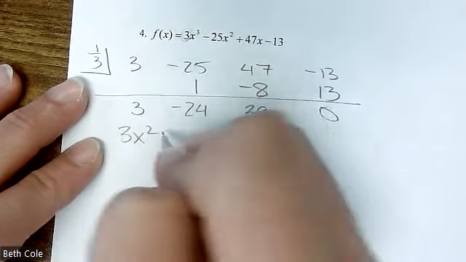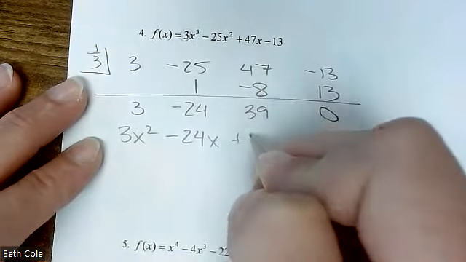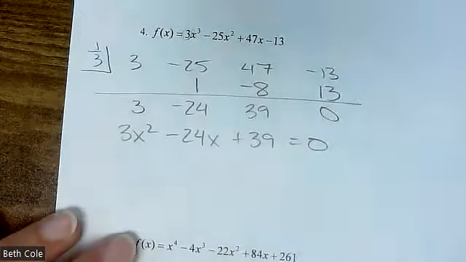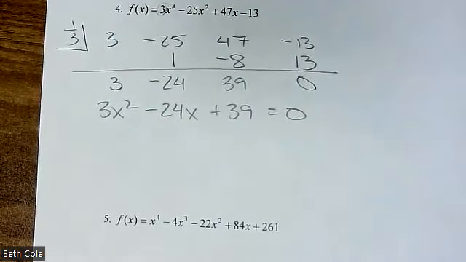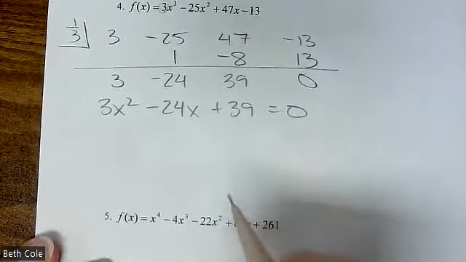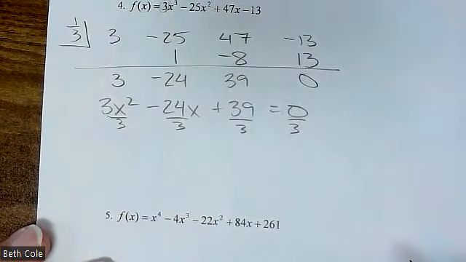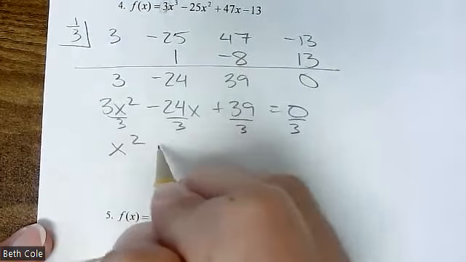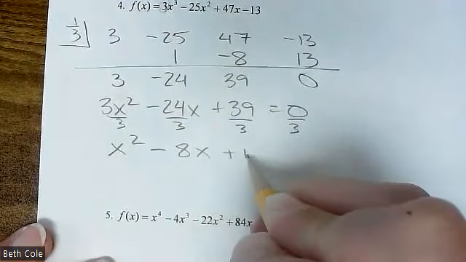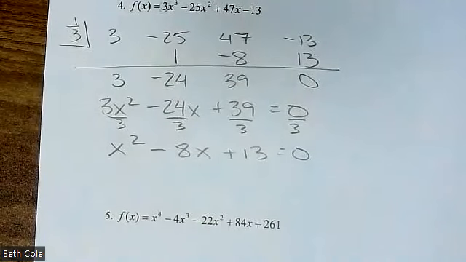So we've got 3x squared minus 24x plus 39 equals 0. Now, in this case, I probably would go and divide them all by 3 just to keep the numbers small. If you divide everything by 3, x squared minus 8x plus 13 equals 0. Good. I would do that just to keep the numbers smaller. And we're going to complete the square.